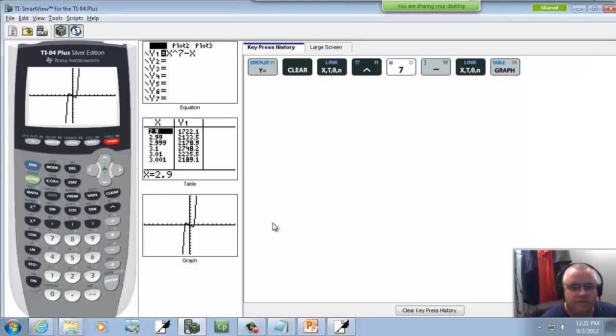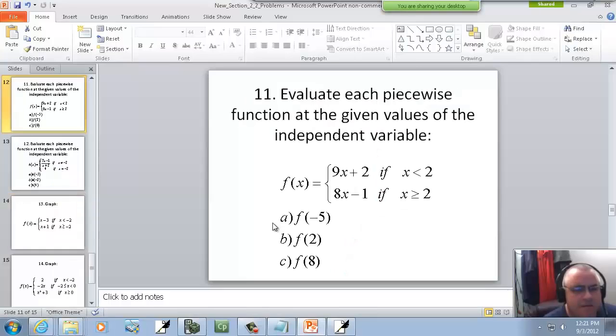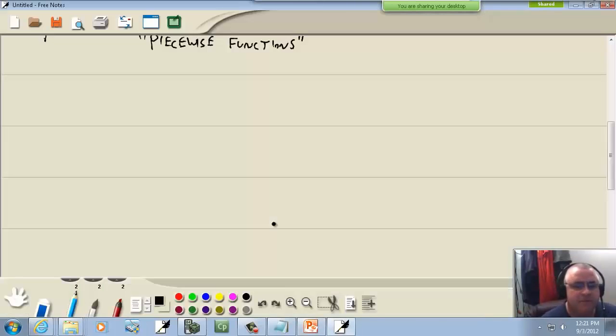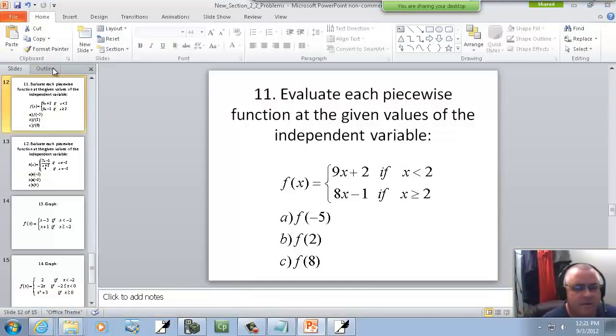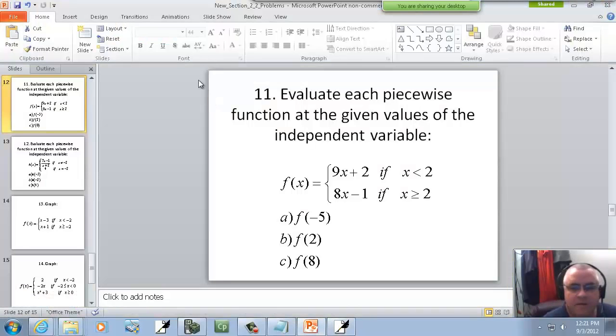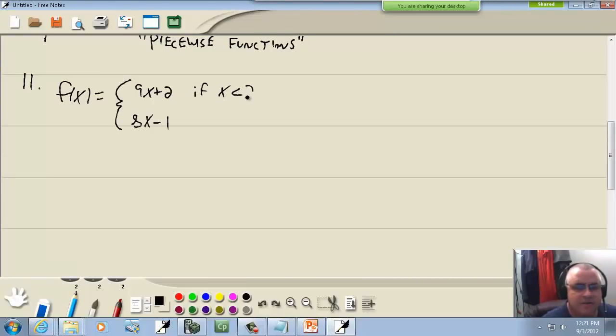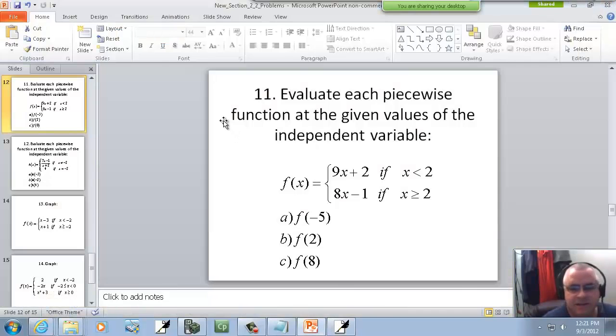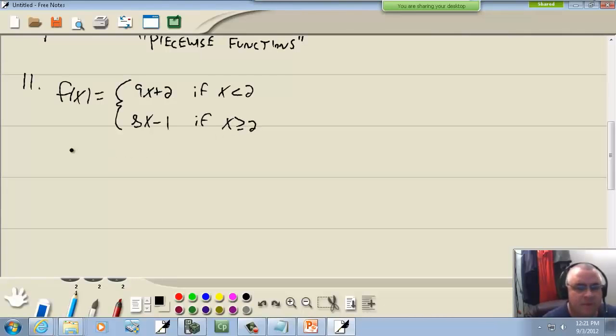Okay, so these first ones are just evaluating. So let's take a look at those. We've got f of x is equal to 9x plus 2 and 8x minus 1. It says if x is less than 2, and this one says if x is greater than or equal to 2. And let's find part A. We want to find f of negative 5.